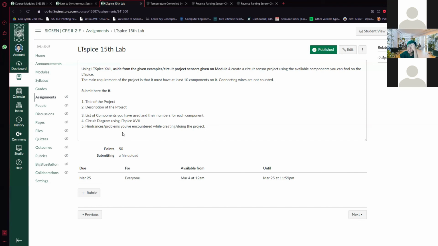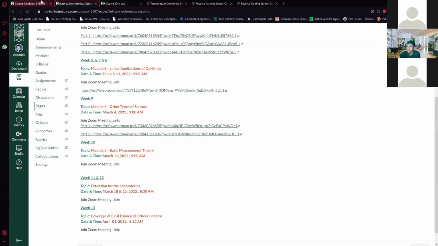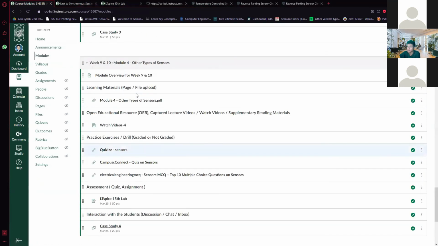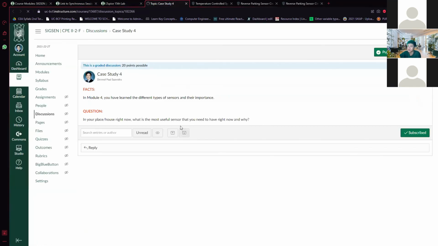As long as it's a legit circuit, yun yung main requirement ko lang dito is the experience in creating a project with the use of a sensor, because we've been using LTspice, but just with the use of common components like resistors, capacitors, how to measure them, and so on and so forth. So what I want you guys to experience is how to create a circuit with the use of a certain sensor.